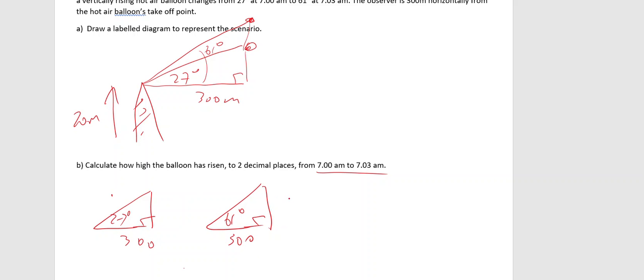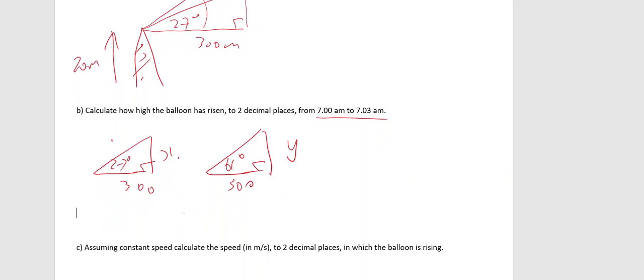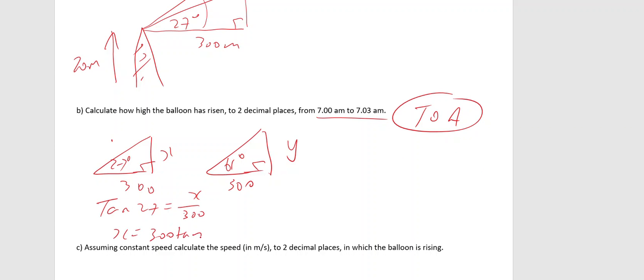So to get the height, you just go y and x. If I subtract x from y, I get how far it's risen. So this is going to be a tan ratio, TOA. So tan of 27 degrees equals opposite divided by adjacent. So x equals 300 tan 27 degrees. Again, you set up a tan scenario, so tan of 61 degrees equals opposite divided by adjacent. y equals 300 tan 61. So if I subtract x from y, I should get my answer.